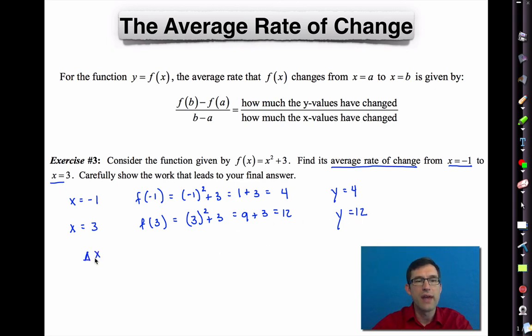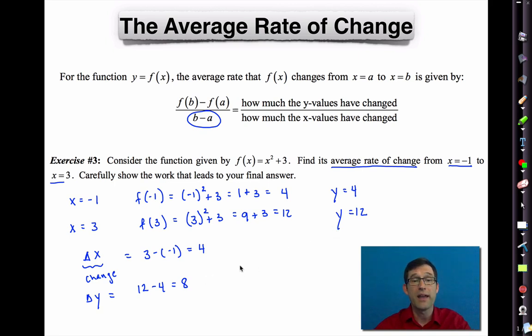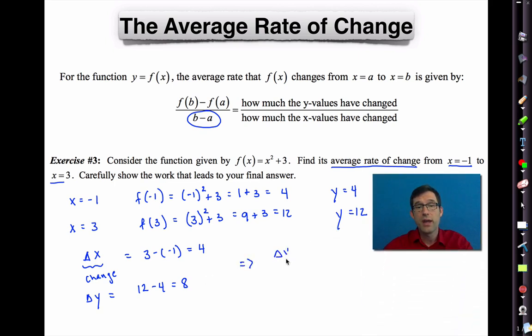So the change in x, that little triangle means the change in x, is 3 minus negative 1, which is 4. That's just your b minus a. Now, we could have known that anyway: x increased by 4. Our change in y is 12 minus 4, or 8. Our y values went up by 8. So the average rate of change, which is the change in y divided by the change in x, is 8 divided by 4, which is just 2.